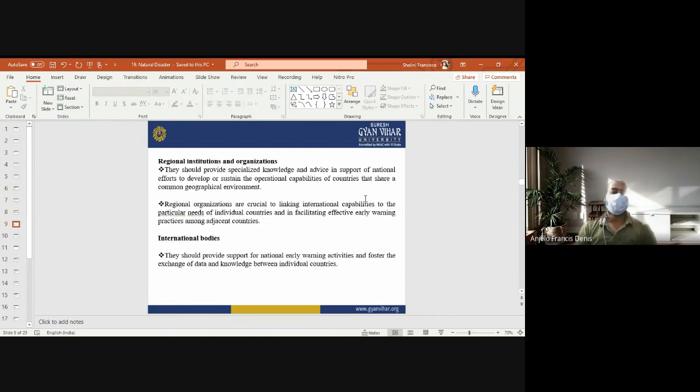Next, there are a few institutions which are responsible for working in the direction of such disasters. There are some regional institutions and organizations.